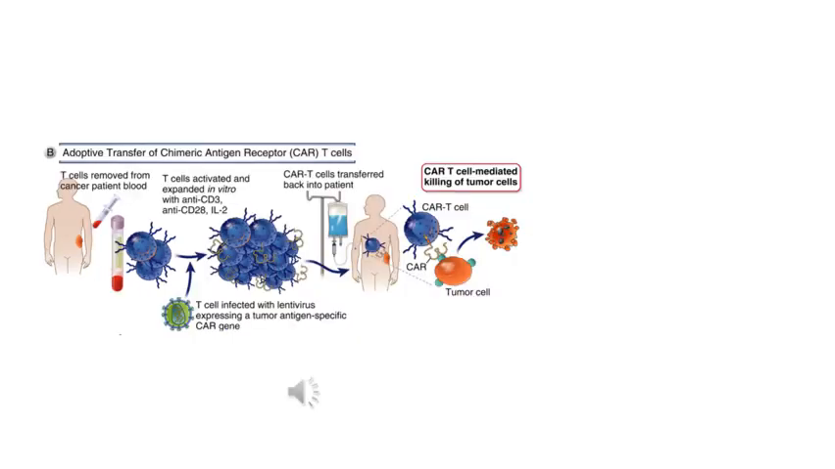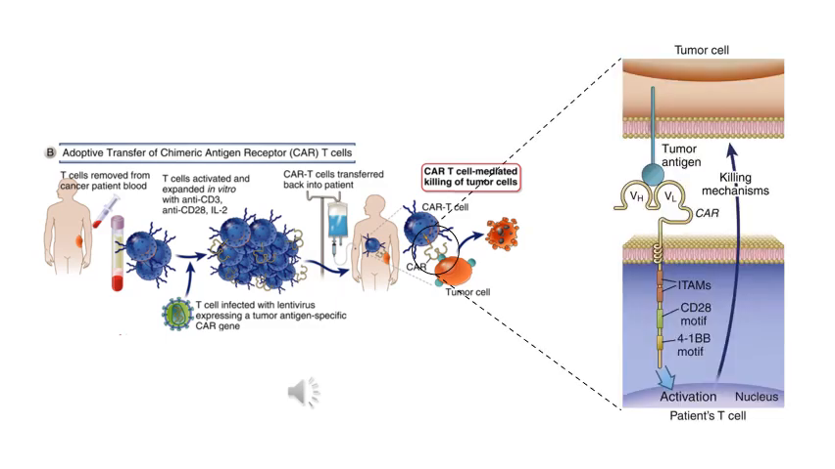In chimeric antigen receptor T cell therapy, T cells removed from a cancer patient are induced to express a tumor antigen-specific CAR gene, then cultured with anti-CD3, anti-CD28, and IL-2. Chimeric antigen receptors can recognize tumor antigens on the tumor cell surface by themselves, so the effector T cells with CARs can kill tumor cells without MHC molecules presenting antigen.